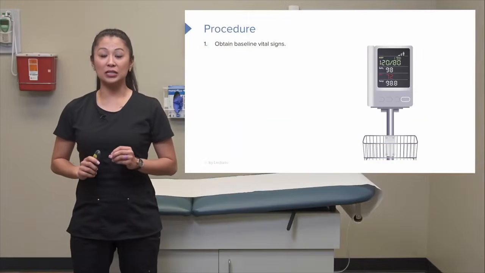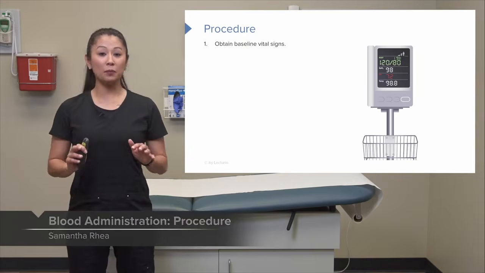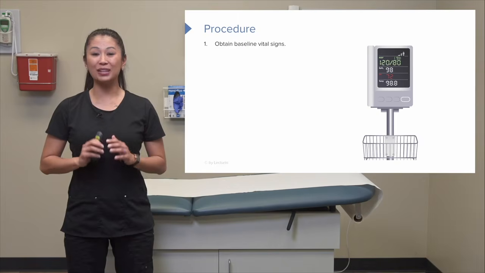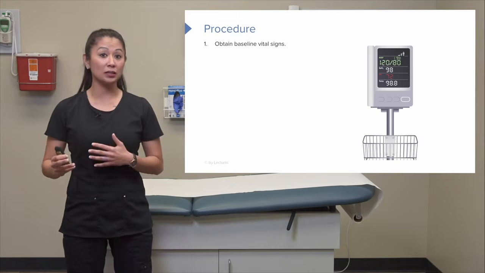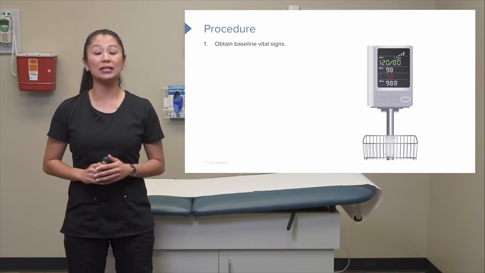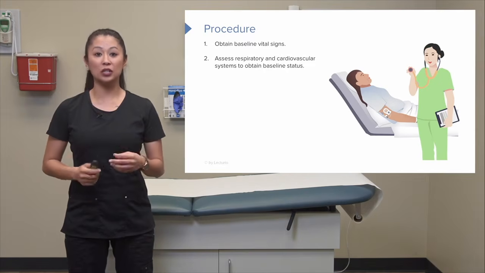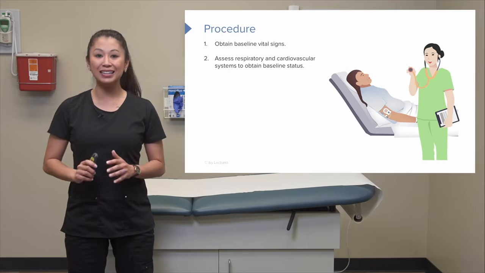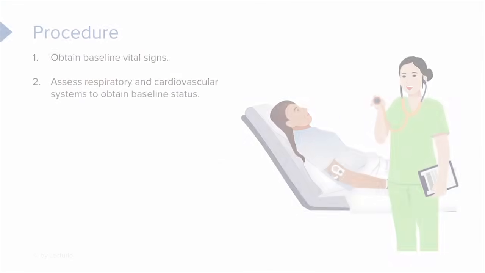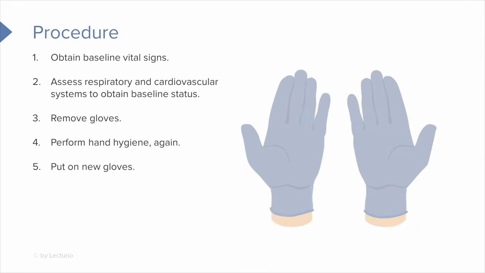Now, most agencies state that you need to get baseline vital signs. So what I mean by this is before we even start the blood, you get a full set of vital signs, because if there's changes in this, such as hypotension or tachycardia, we need to know what the patient's normal resting vital signs are. Now, once we've obtained this set, we can assess the patient's respiratory and cardiac status again to get a baseline understanding of where the patient's at before we start the blood. Now we can remove our gloves, perform our hand hygiene, and then don new ones.